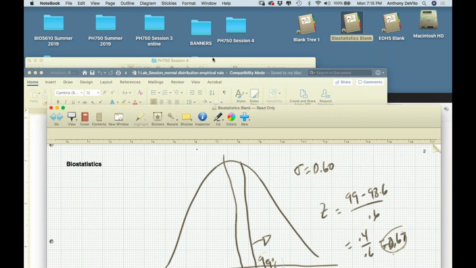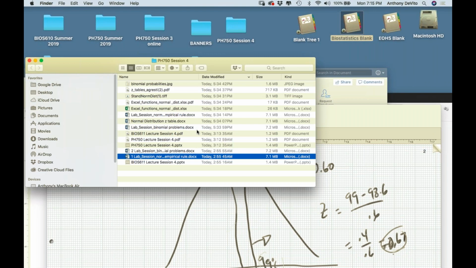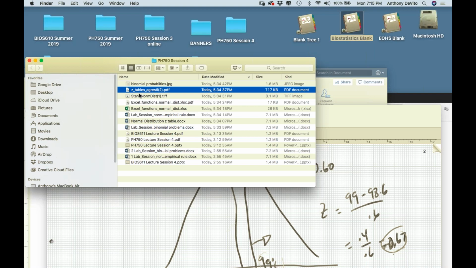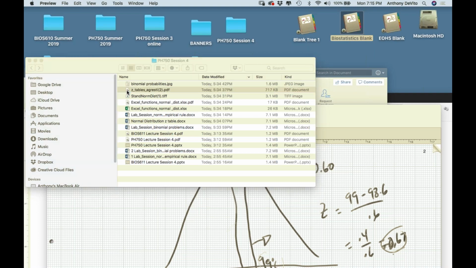Okay, so let me bring our files up, and this is on Blackboard again, and you can get to this as well. I'm going to go to this table, Z tables, Agresti. Agresti is the name of a textbook that we used. You can use the one in the back of your textbook. It looks almost identical to this table. This is one that I happen to like to use.